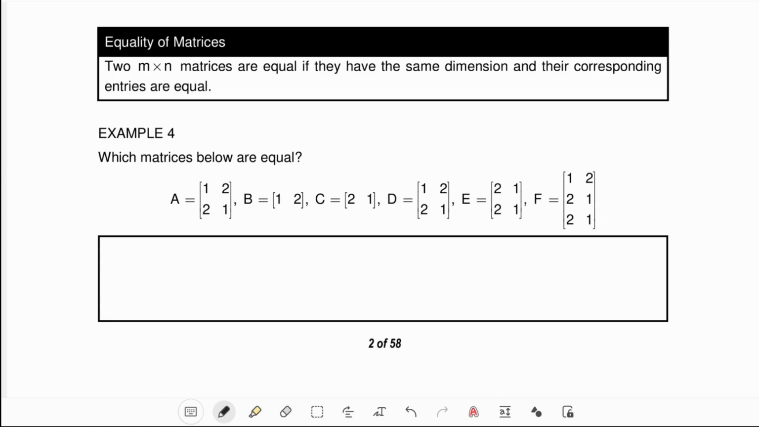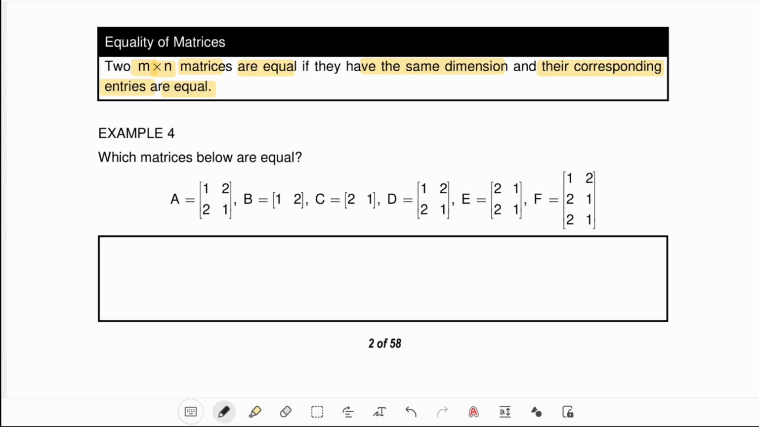Okay, now we proceed to the equality of matrices. Two m by n matrices are equal if they have the same dimension and their corresponding entries are equal. So we can say that these two matrices are equal. For example 4, which matrices below are equal? You just need to observe and identify and give the answer.